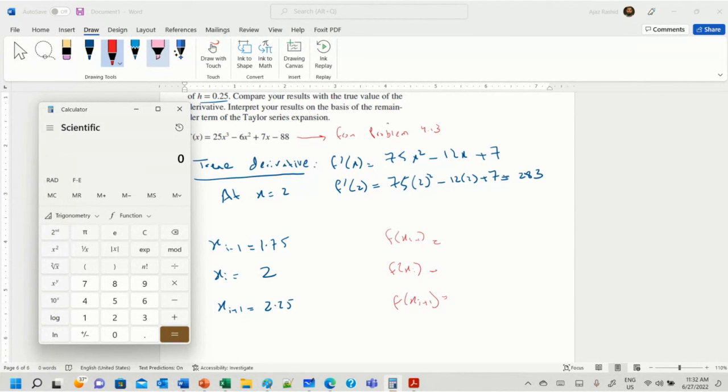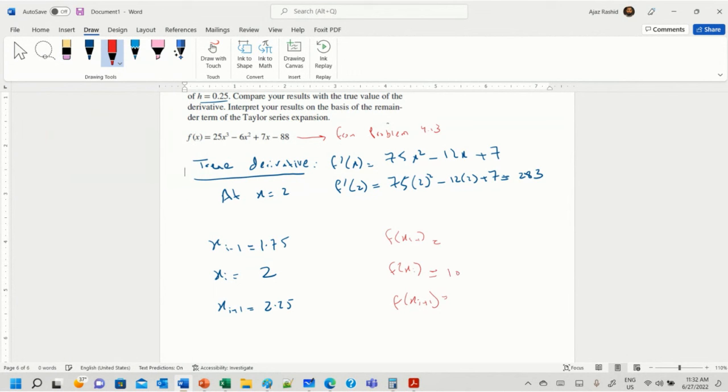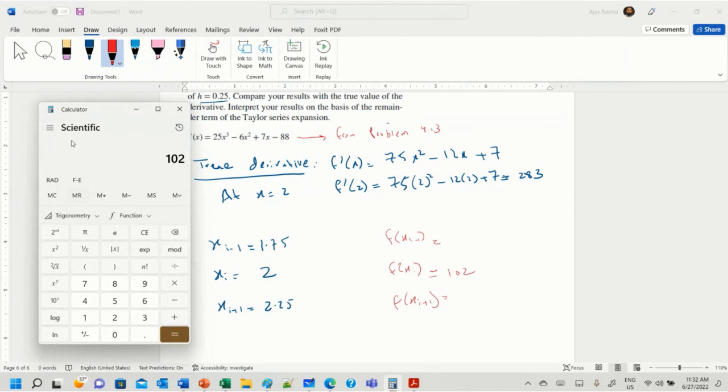Then we have the function values. At x equal to 2, 2 cubed is 8, so 25 times 8. I'll add that in the memory. x squared is 4 multiplied by 6, 24. That's minus. Then 7 times 2, 14. That's plus, and 88 is minus. So it's 102. Clear memory, clear everything.